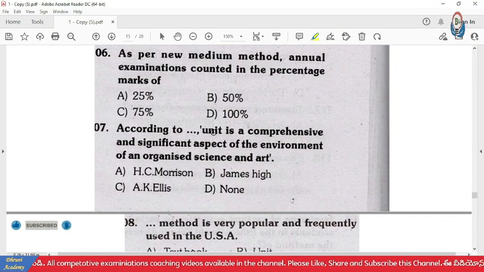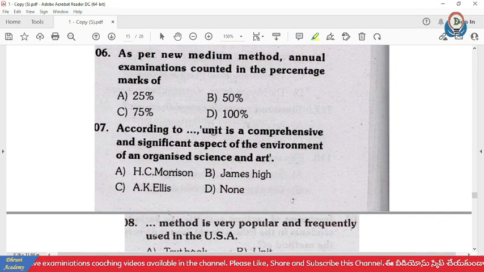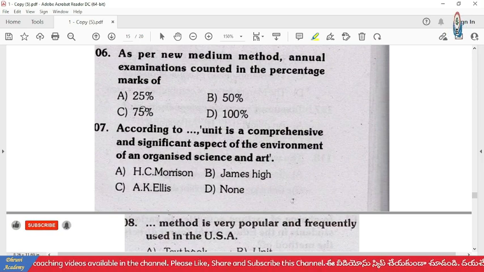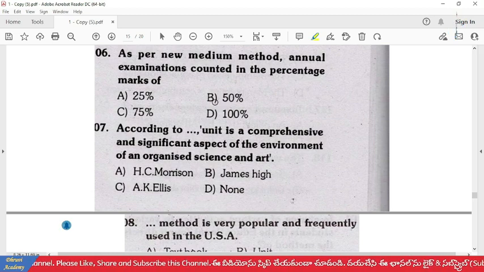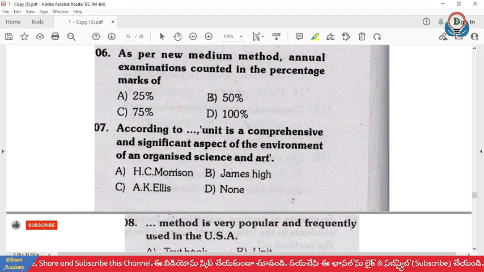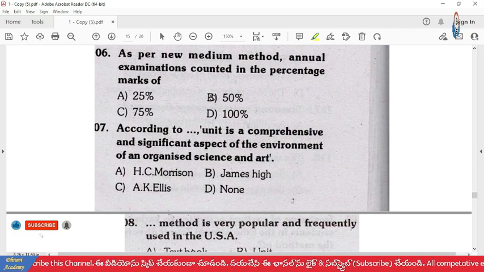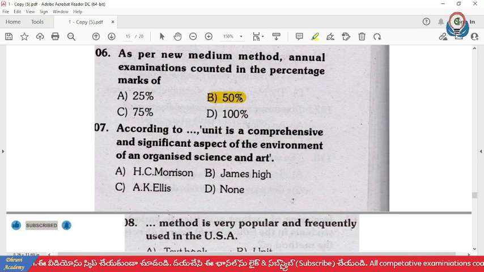As per the new medium method, annual examination is counted in the percentage of marks as A. 25%, B. 50%, C. 75%, D. 100%. Which is the right answer? Annual examination is counted as 50% of marks. That is the right answer.